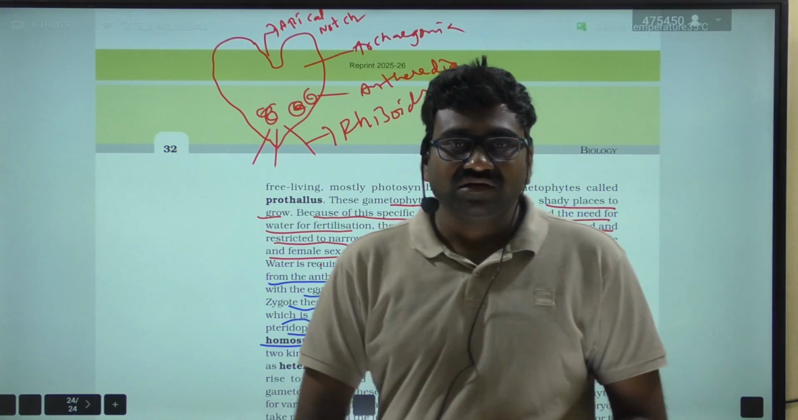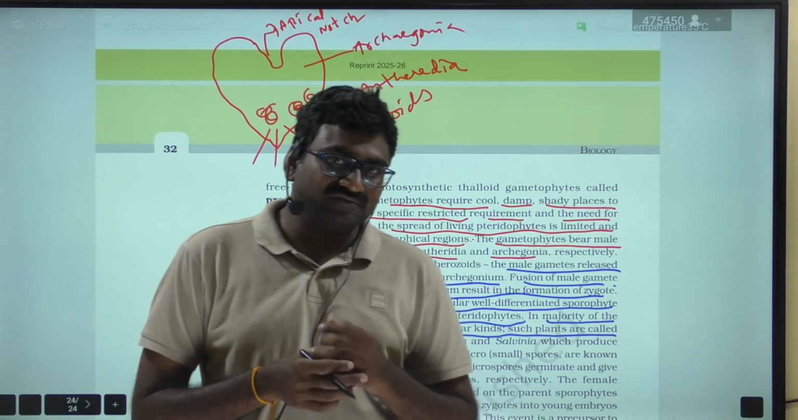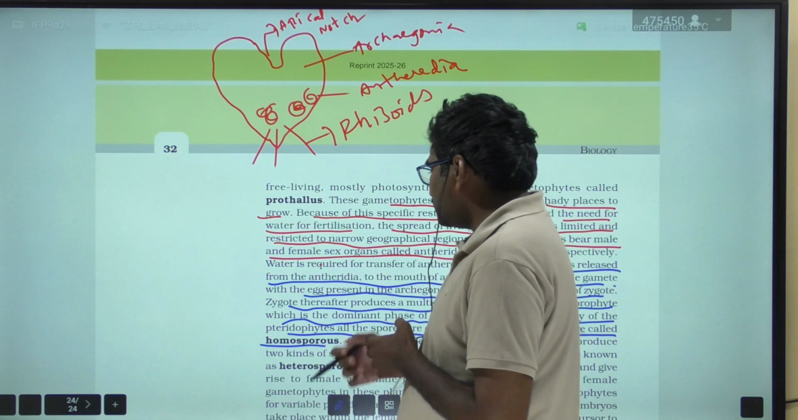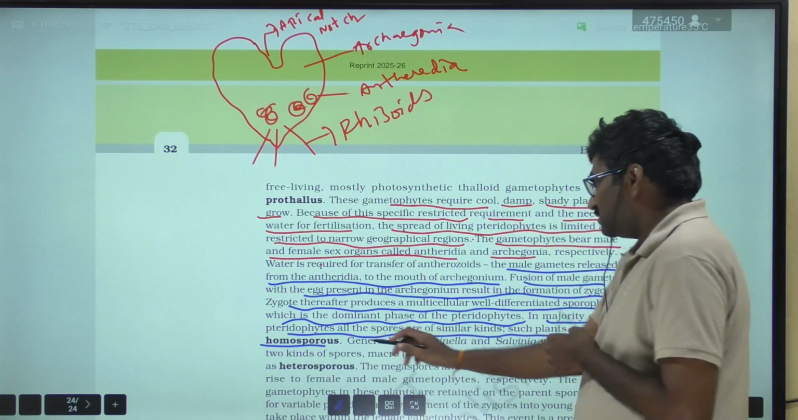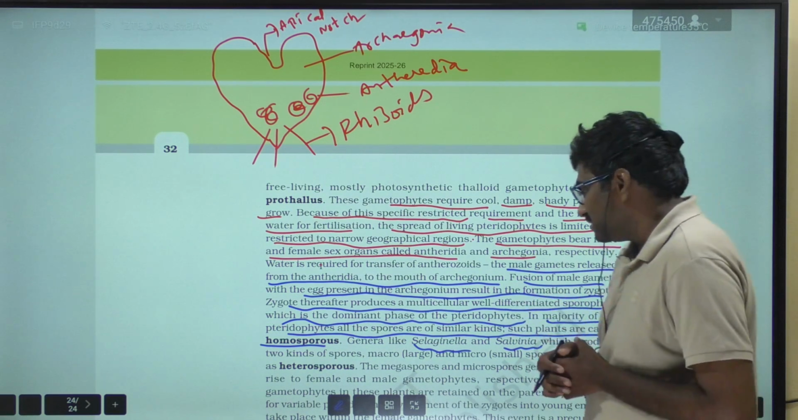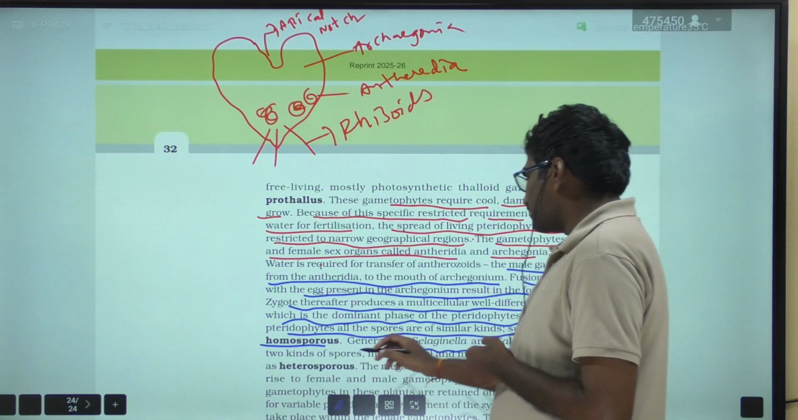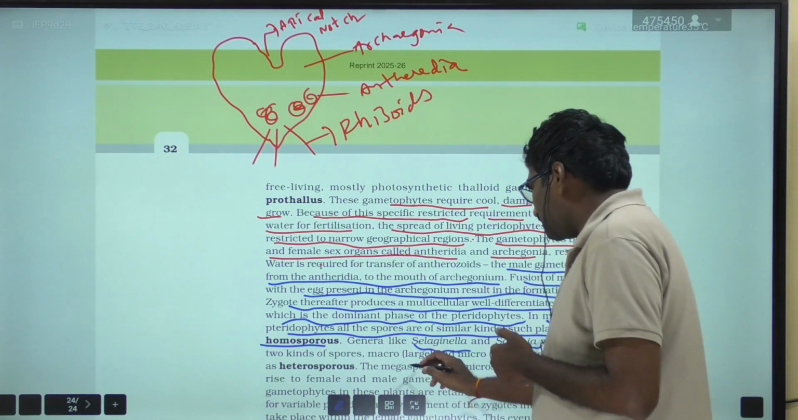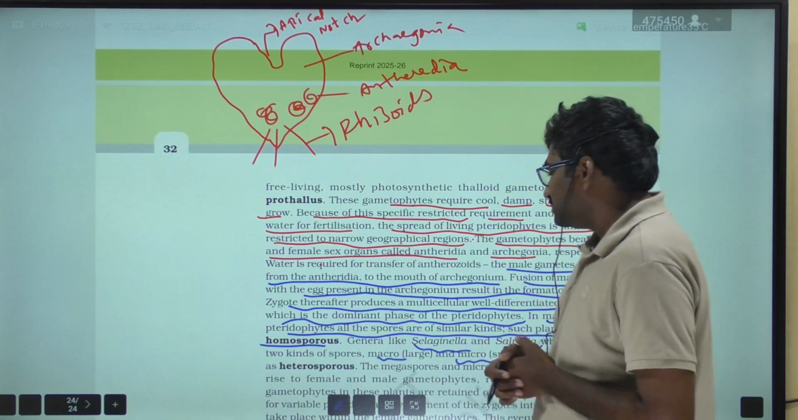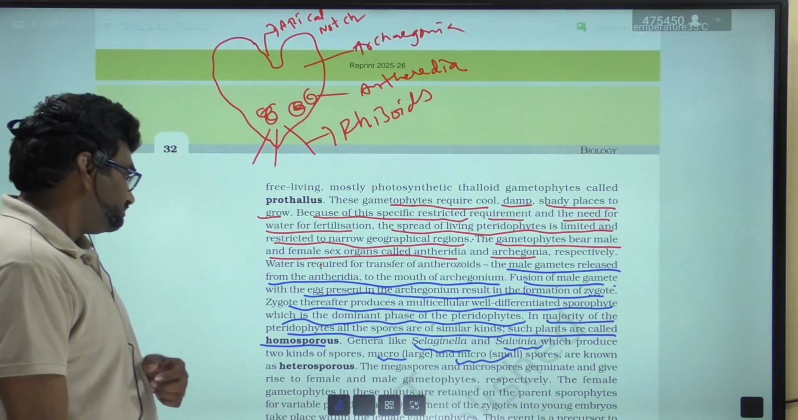In the IPE there is a question on homosporous and heterosporous for 4 marks. Homosporous means plants which produce similar kind of spores. Heterosporous means producing two kinds of spores, one is macro and another is micro. Macro means large, micro means small.